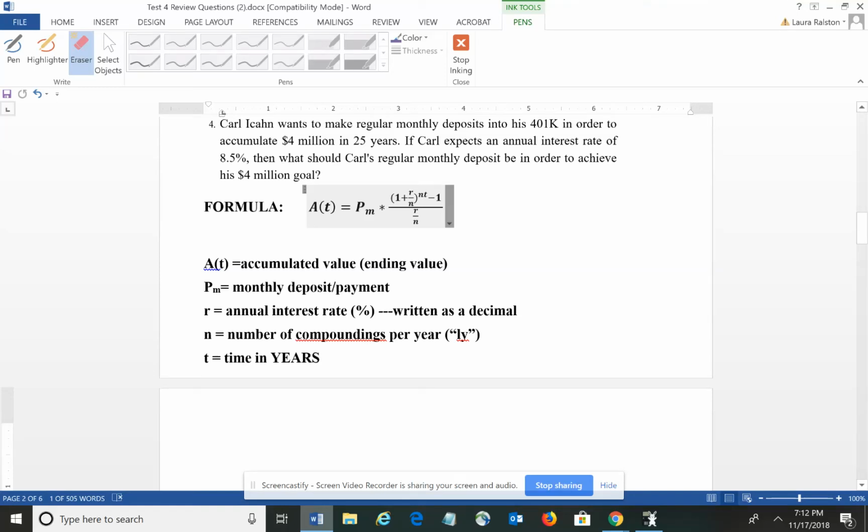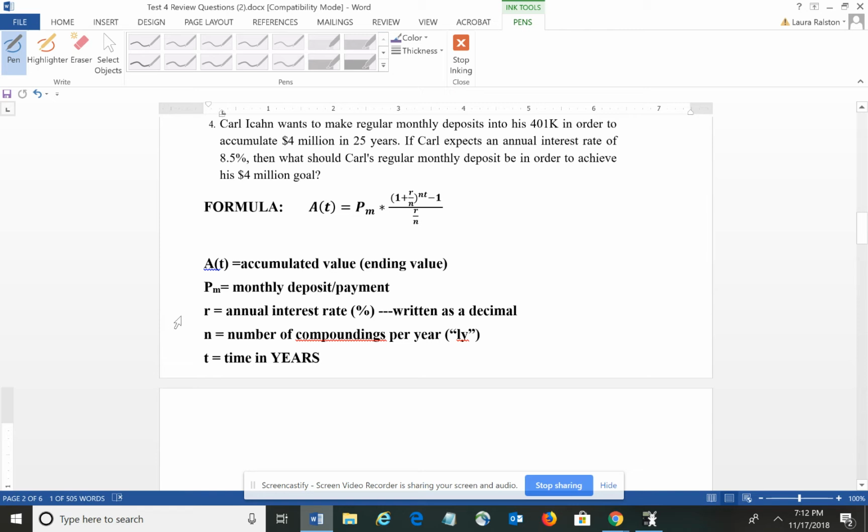This is a continuation of the Test 4 review questions. We're picking up with question number 4, which reads: Carl Icahn wants to make regular monthly deposits into his 401k in order to accumulate $4 million in 25 years. If Carl expects an annual interest rate of 8.5%, then what should Carl's regular monthly deposit be in order to achieve his $4 million goal?